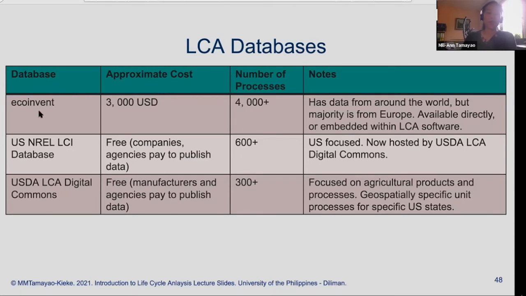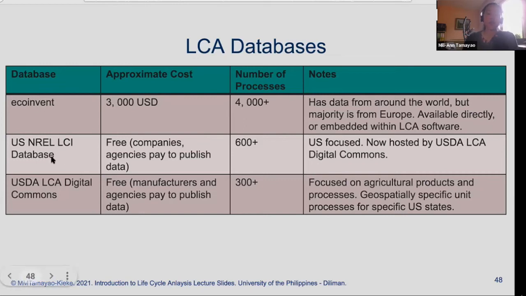So of course, you have the EcoInvent, which is used by SimaPro. The approximate cost is $3,000 US. I think these values are actually not updated. You can look it up on your own, but years ago, this was the price. The number of processes that are included in EcoInvent, 4,000 plus. Of course, this could be higher now. However, although it has data from around the world, majority is from Europe. And it is available directly or embedded within LCA software. Available directly meaning you can just purchase the EcoInvent itself.